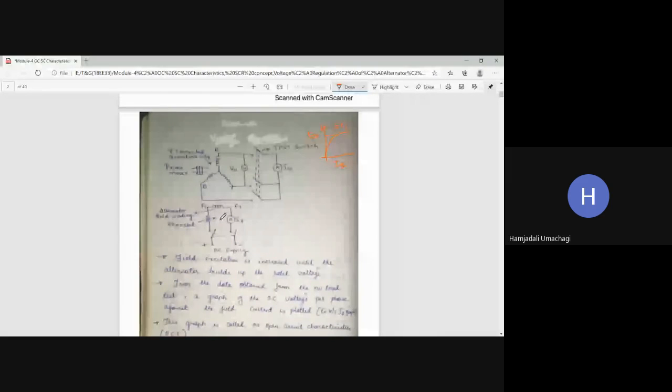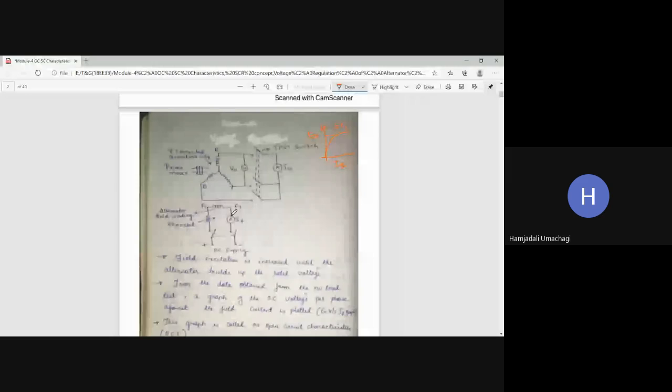Resistance. Very good. For that sake only, here we are connecting one rheostat in series with the field winding, and as you keep on changing the resistance, you are going to find that the field current will be changing, and that change in the field current you are going to observe with the help of the ammeter. For excitation purpose here we are using a DC supply, plus and minus, for the field winding. Is it clear?